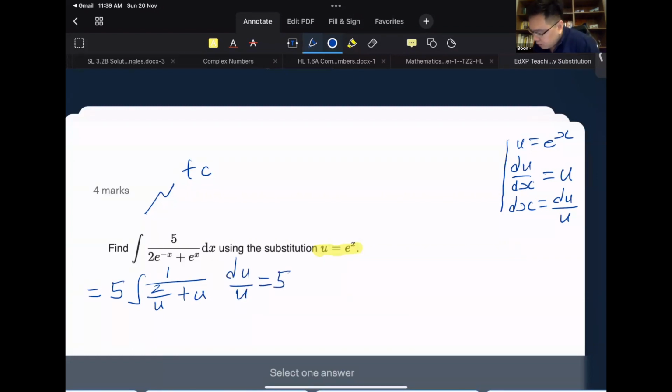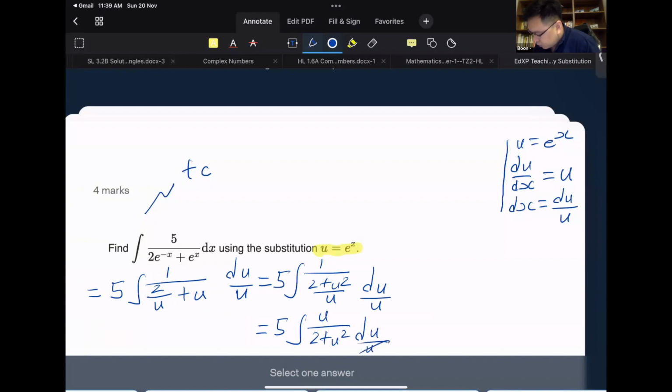Okay, and let's simplify our fraction here. It's 1 over (2 plus u squared) over u, du over u. Okay, and we can actually flip this up, u over 2 plus u squared du over u. Okay, so the u's cancel out. Immediately, you should recognize that this is an arctangent function. Okay, so we have 2 plus u squared.